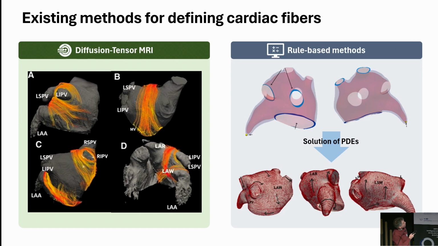Another approach is what we call in the field the rule-based approach. Essentially, we use prior knowledge, and you build a set of rules, which are typically solutions of PDEs, to define a fiber field like this one. These are not patient-specific, but in a way are anatomy tailored. So you have anatomy, and you can build a fiber field on top of this.